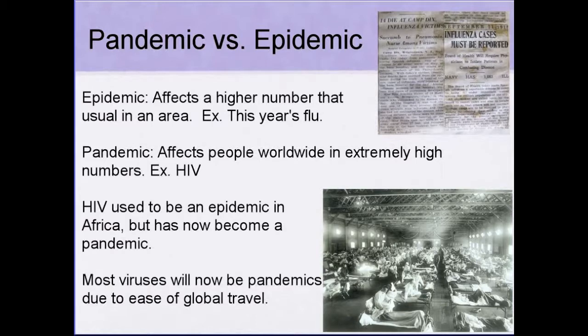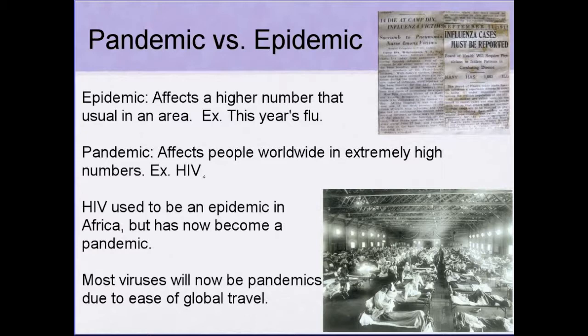So a couple of terms that you need to understand when talking about the spread of viruses is a pandemic versus an epidemic. And sometimes you'll hear about this on the news or read about it in a newspaper. But an epidemic is when an area is affected by a high number of sicknesses from a specific pathogen. So it's limited to a specific area. So, for example, we had an epidemic this year with the flu. There was a high number of people that got the flu this year in our area. However, a pandemic will affect people worldwide in extremely high numbers. Okay, it's something that's spreading, and it spreads quickly, and it affects a lot of people.